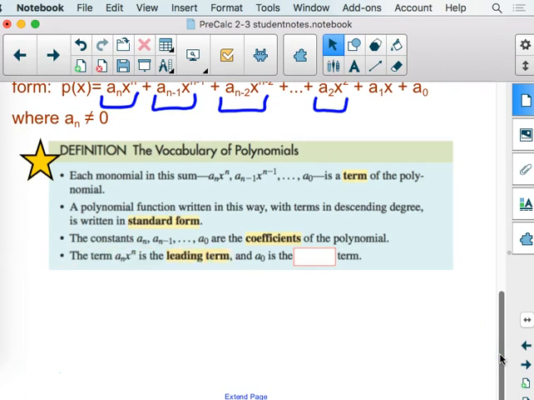Right in the front there. And a sub 0. There's no x with it. So that is your constant. It's just a number. It's not going to change. That's why it's called a constant.